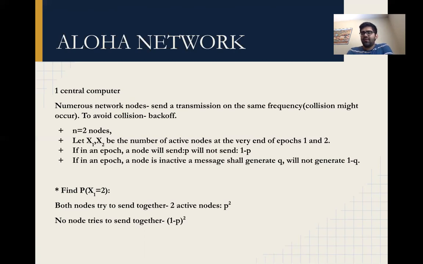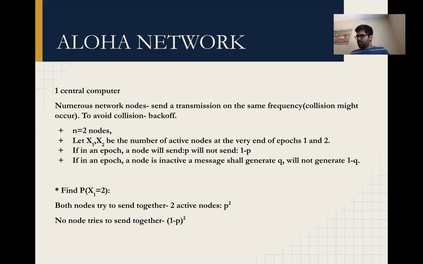The only way that we have 2 active nodes at the end of the first epoch is that either none of them send, or both of them send and it leads to a collision, right? So the probability that both of them will lead to a collision is p squared if they both send, and if both of them don't send, that is (1 minus p) squared, right? So that's just p squared plus (1 minus p) squared because they're mutually exclusive. So you just add their values in.